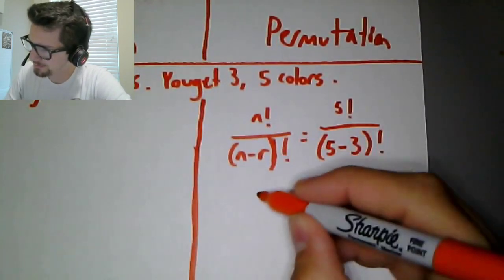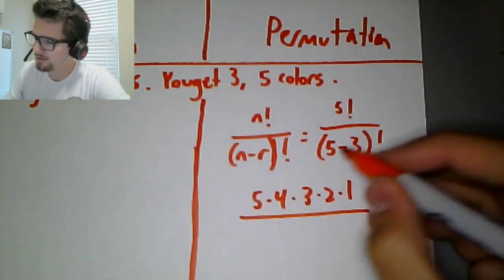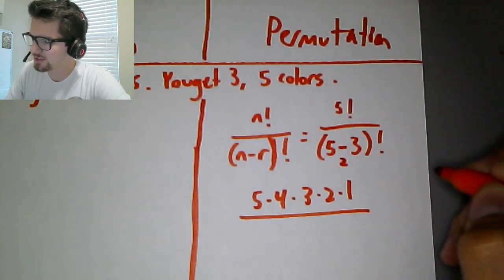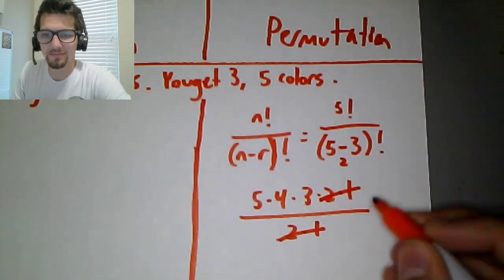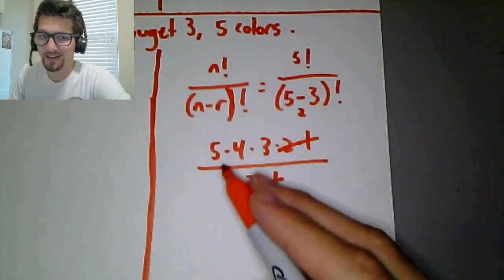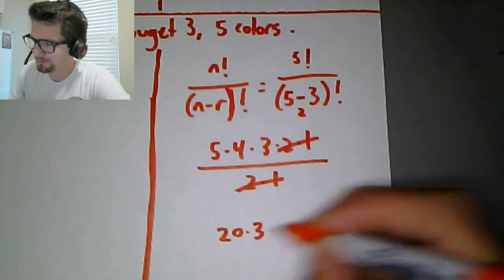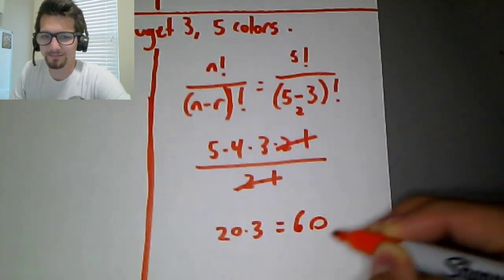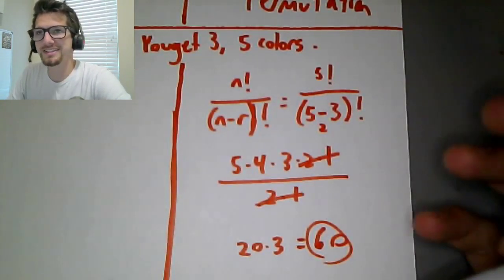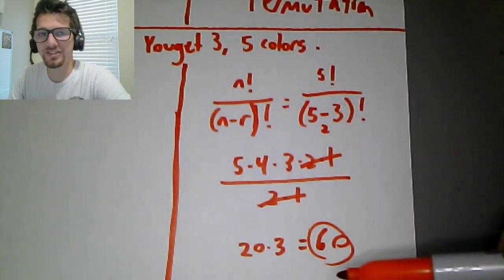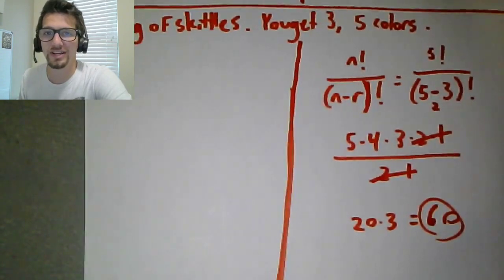So that ends up giving me 5 times 4 times 3 times 2 times 1 over 5 minus 3 is 2, over 2 times 1. So the 2 times 1's cross out, and so I am left with 5 times 4 times 3, which gives me 20 times 3, which gives me 60. So I have 60 different ways I can get these Skittles matched up if I'm using a permutation. Because the order in which I get the Skittles doesn't matter.